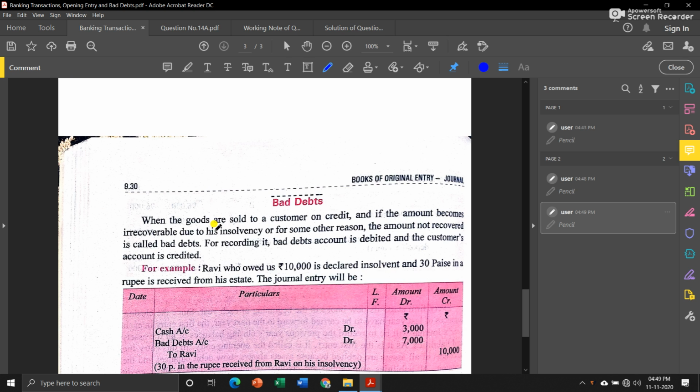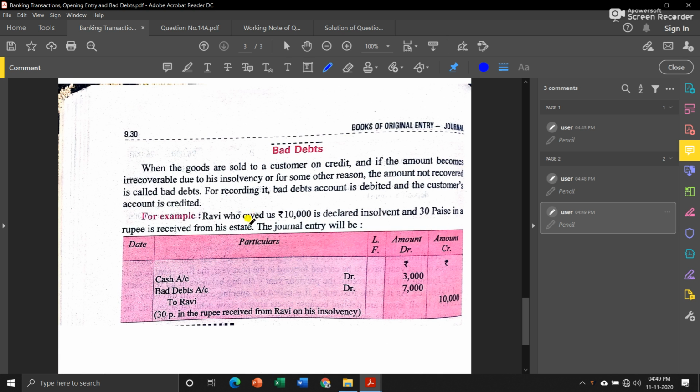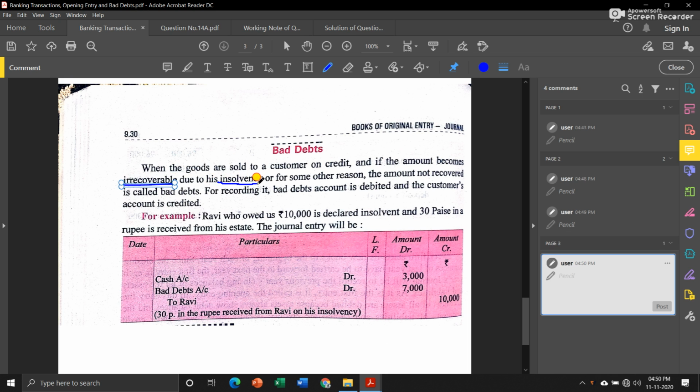Now the third point that we are going to discuss today is bad debts. Sometimes when goods are sold to a customer on credit, the amount becomes irrecoverable due to his insolvency.